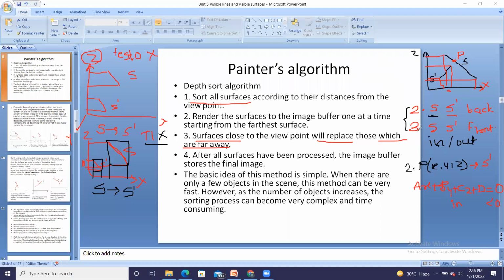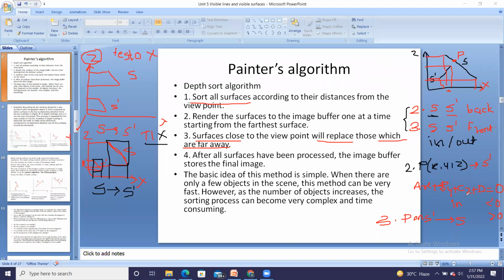Similarly, in step number 3, you have to do exactly the opposite. In step number 3, consider a point which is now on S dash. The point is on S dash and put this value in S. Exactly the reverse thing we are going to do in step number 3. So we are going to take a point which is on S dash and put the value in S. So if it is in the front, what is the meaning of front? If S is in front of S dash, that means this value should be greater than 0.